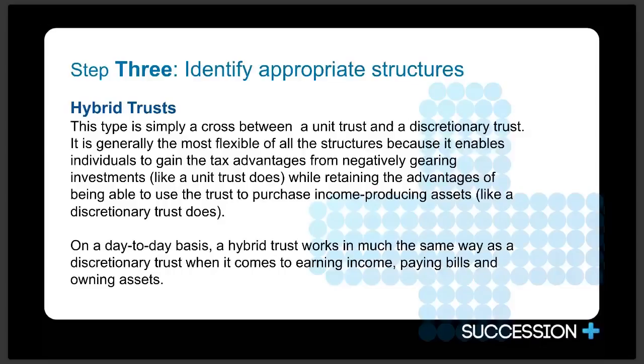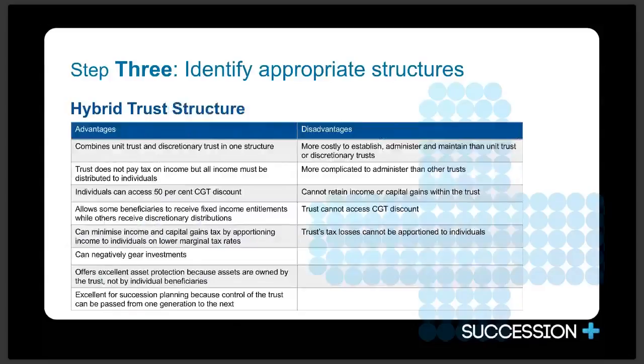It will allow you to gain some of the advantages that a unit trust gives you around things like negatively gearing investment, but also the advantages of the discretionary trust and so on. So quite an interesting structure to use. It's not as common as family trust or discretionary trust, but they are around and lots of accountants do recommend them and use them. As I said, there's a little bit more cost and complexity in these, but not a lot more compared to, for example, a family discretionary trust.